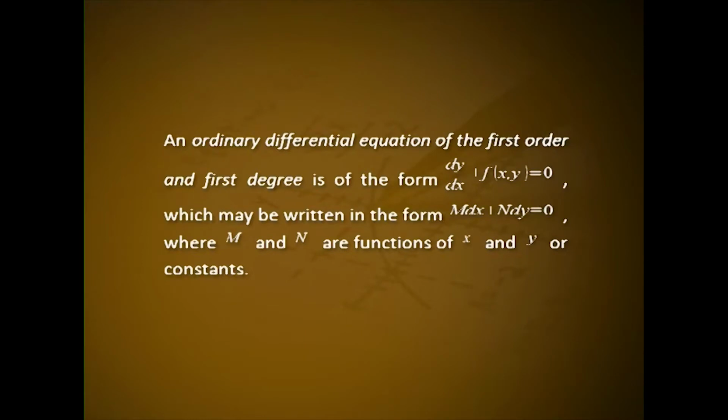An ordinary differential equation of the first order and first degree is of the form dy/dx + f(x, y) = 0, which may be written in the form M dx + N dy = 0, where M and N are functions of x and y or constants. In this session, we shall discuss orthogonal trajectories as an application of first order and first degree differential equations, total differential equations and equations of first order but not of first degree.